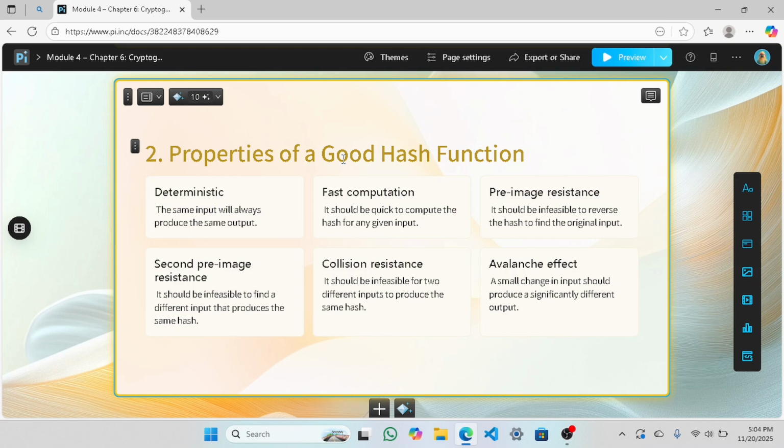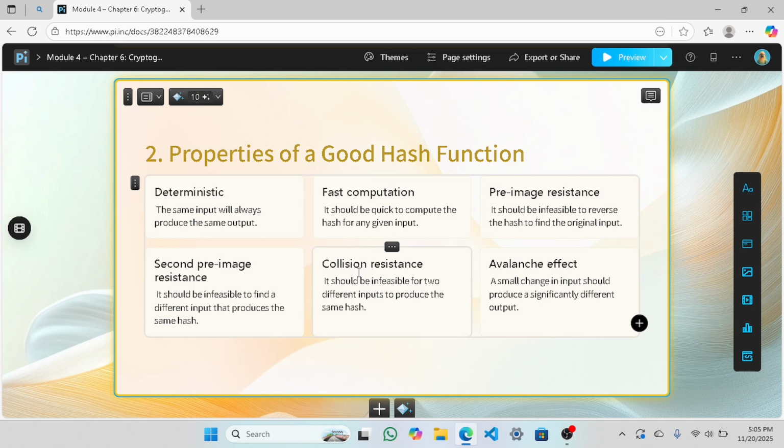Now moving towards the properties of a good hash function. It's deterministic, fast computation, pre-image resistance, collision resistance, and the avalanche effect, and so on. What does deterministic mean? Same input always gives the same output. Fast computation: the hash must be generated quickly, even for large files. Then pre-image resistance: it is impossible to find the original input from the hash. Got it? Then second pre-image resistance: it means it is harder to find another input with the same hash.